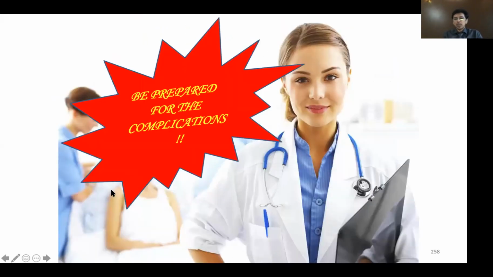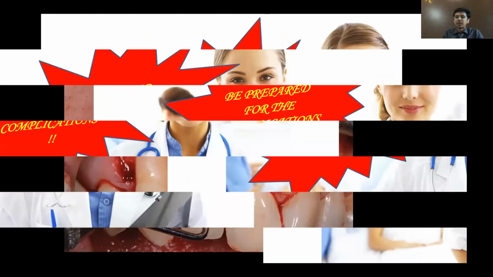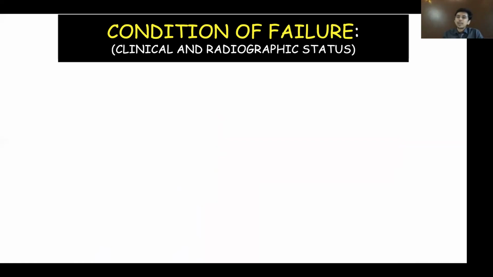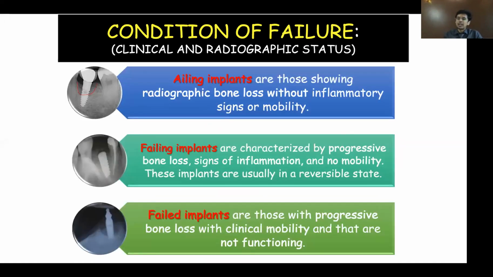So peri-implantitis, I don't have time right now, but with regard to peri-implantitis, always and always remember one thing. We try to assess between ailing, failing, and failed implants. With regard to normal teeth, we always say gingivitis precedes periodontitis. The same might not always be true with regard to implants as such. So we have three varieties.